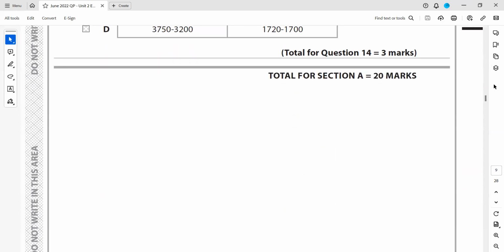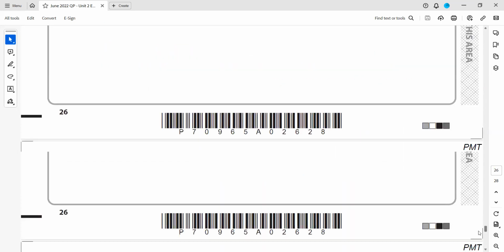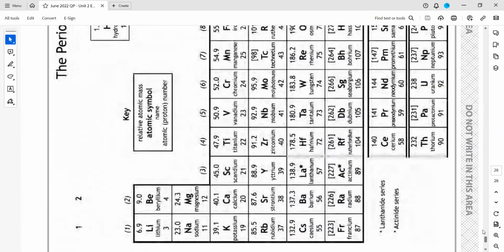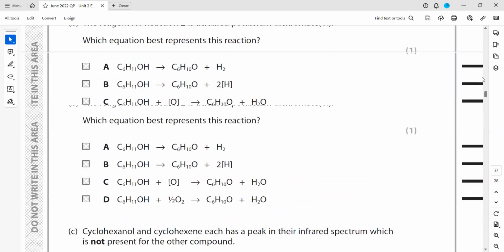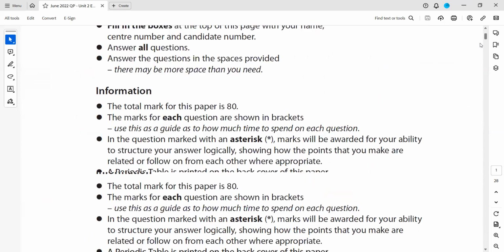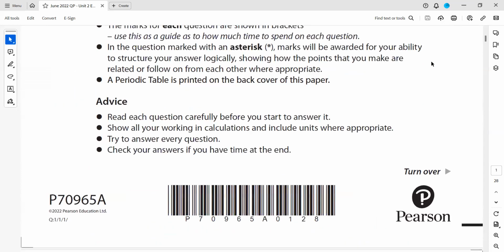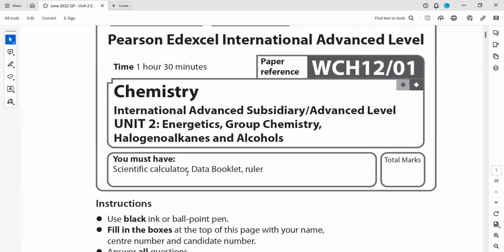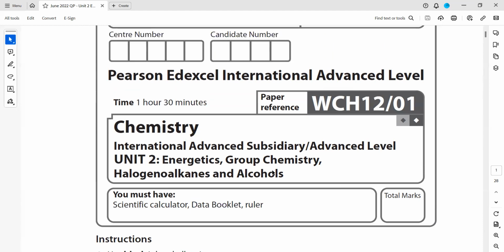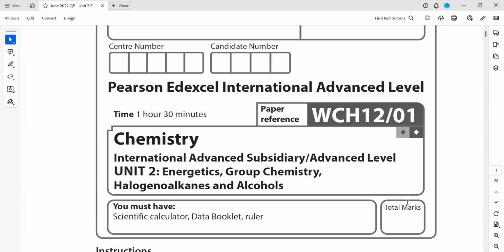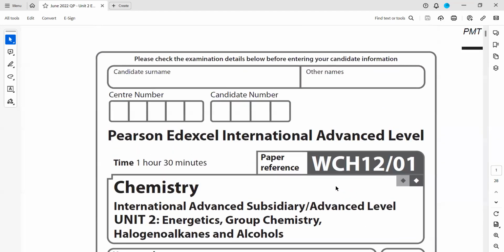For these types of questions, the data booklet will be there, or they might give you information about the bond absorptions, because you're not supposed to memorize these numbers. As you can see here, you must have a scientific calculator and data booklet. So using the data booklet, you will work out the absorptions.